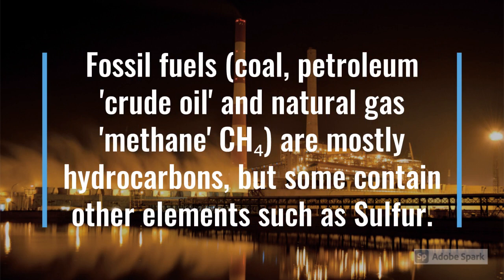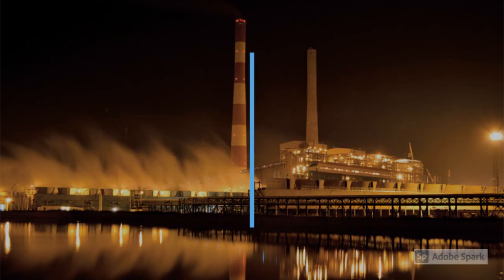It's pretty well known that carbon dioxide comes from the complete combustion of carbon-containing fossil fuels. Fossil fuels are a group of fuels that include coal, petroleum, which is otherwise known as crude oil, and natural gas. Now, natural gas is mainly methane, CH4. Coal and petroleum are mixtures of many compounds, and most are hydrocarbons. They contain only carbon and hydrogen, but some contain other elements, such as sulfur too.